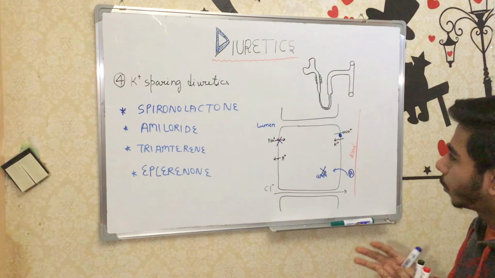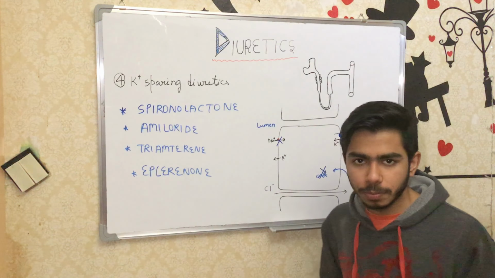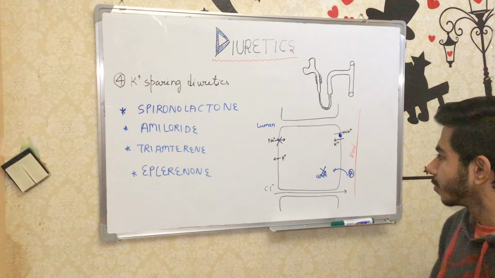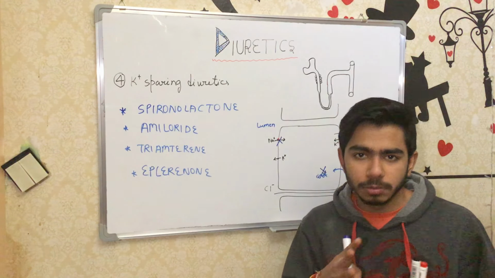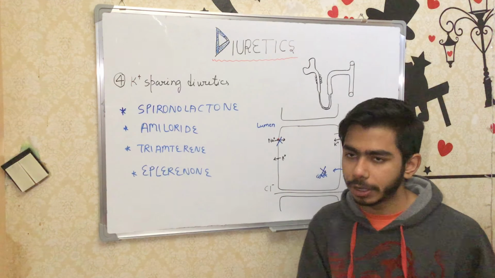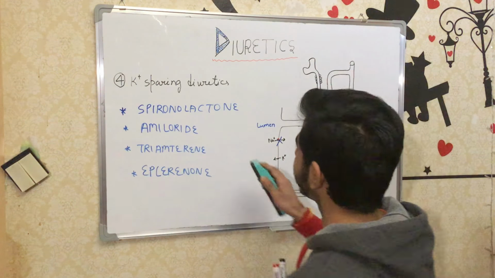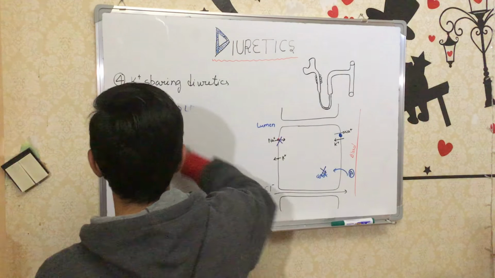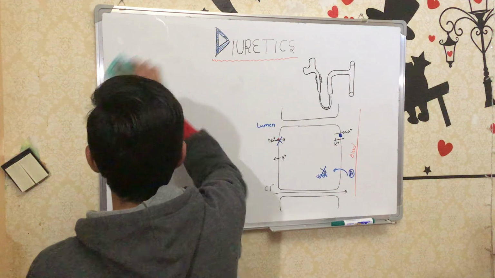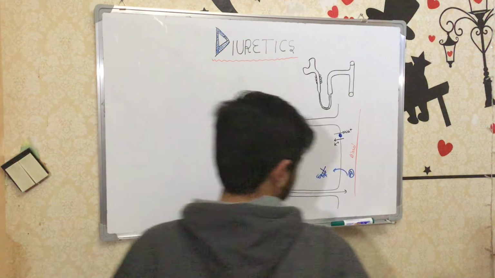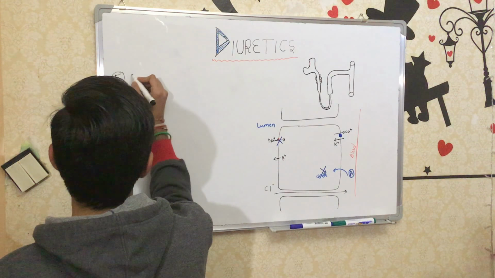So this is about the potassium sparing diuretics, the two mechanisms of these diuretics, how they spare the potassium, how they are interfering with the aldosterone. So this was about the potassium sparing diuretics. Next one is the osmotic diuretics. So let's proceed to the osmotic diuretics, what they do. So the fifth one and the last one is the osmotic diuretics.